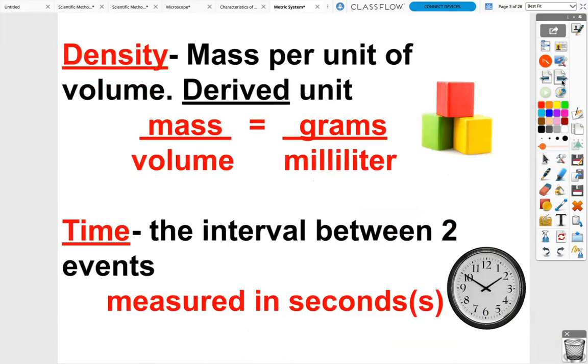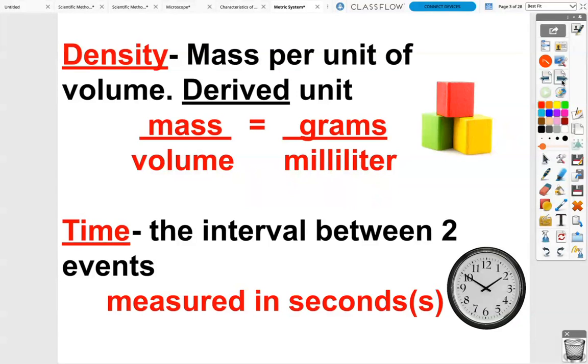The next one I would like to talk about is density. Density is a derived unit. When you're calculating density, you're talking about how much space an object takes up, but how many particles or how much matter is packed into that space. So something like a lead weight versus a piece of styrofoam, they may take up the same amount of space, but a lead weight is going to have more molecules packed into that area of volume, so it's going to be a lot more dense.